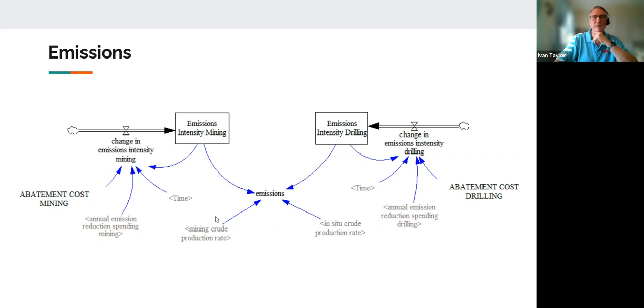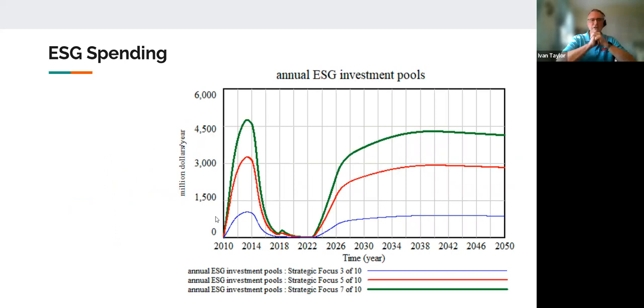Okay, so now we'll get into changing the strategic focus. There are three values that we looked at. A strategic focus of three is primarily investing in core business investments. A strategic focus of 7 is investing a lot of effort into ESG investment, and a strategic focus of 5 is obviously in between. So this shows the ESG investment pool based on various strategic focuses, and you can see that obviously when the strategic focus is 7, we have more investment in ESG.